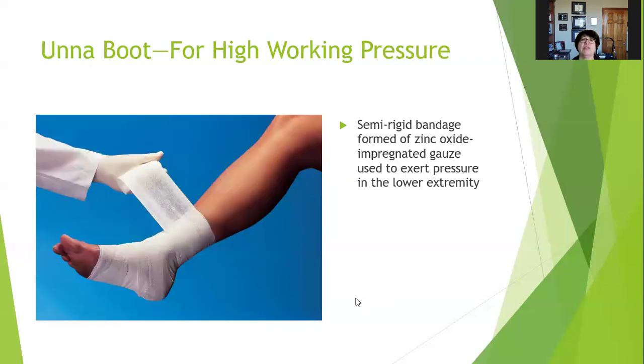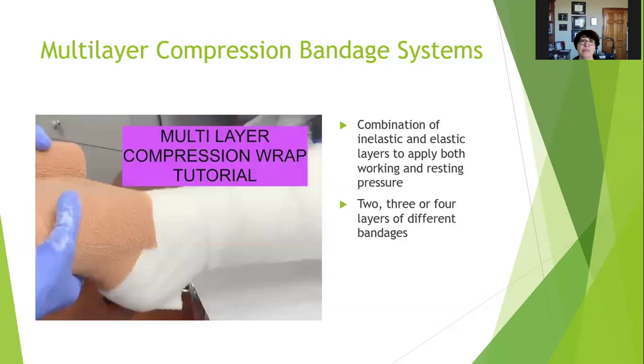An Unna boot is for high working pressure. It's a semi-rigid bandage formed of zinc oxide impregnated gauze, and it's used to exert pressure in the lower extremity. A lot of times it's used to shape residual limbs. It is applied by the healthcare provider, so the PT or PTA, or sometimes applied by a nurse. It can be used in combination with short stretch bandages, and those are multi-layer compression bandage systems.